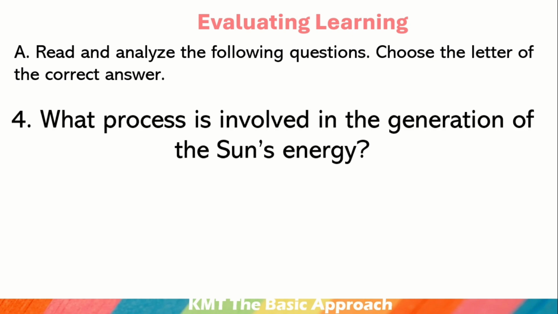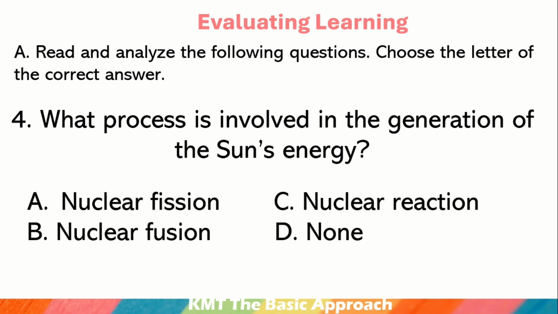Number 4, what process is involved in the generation of the sun's energy? A, nuclear fission. B, nuclear fusion. C, nuclear reaction. Or D, none. What is the correct answer? Very good! The correct answer is letter B, nuclear fusion.